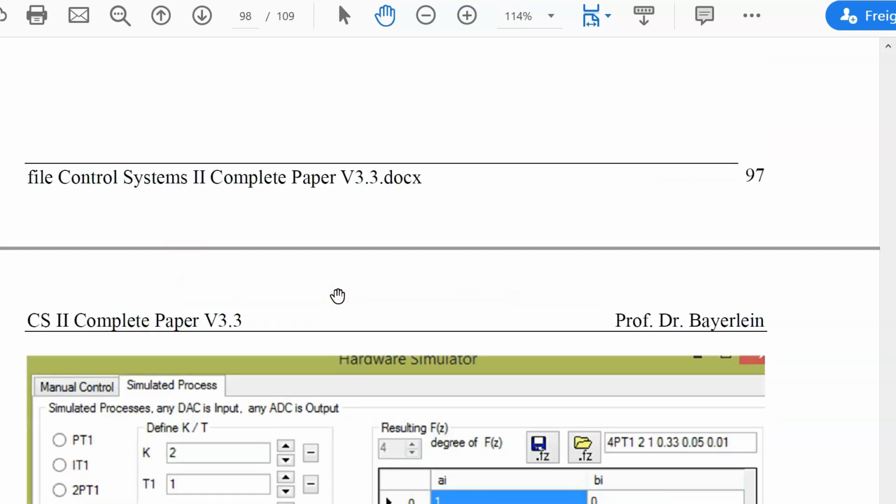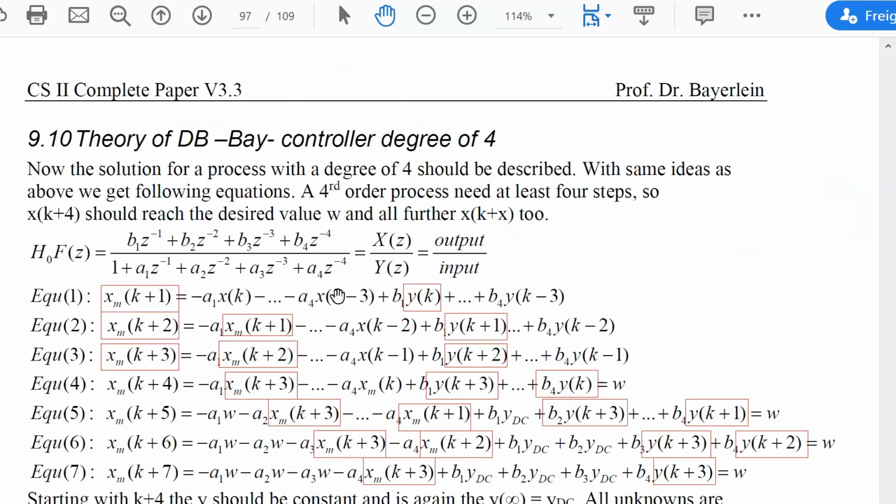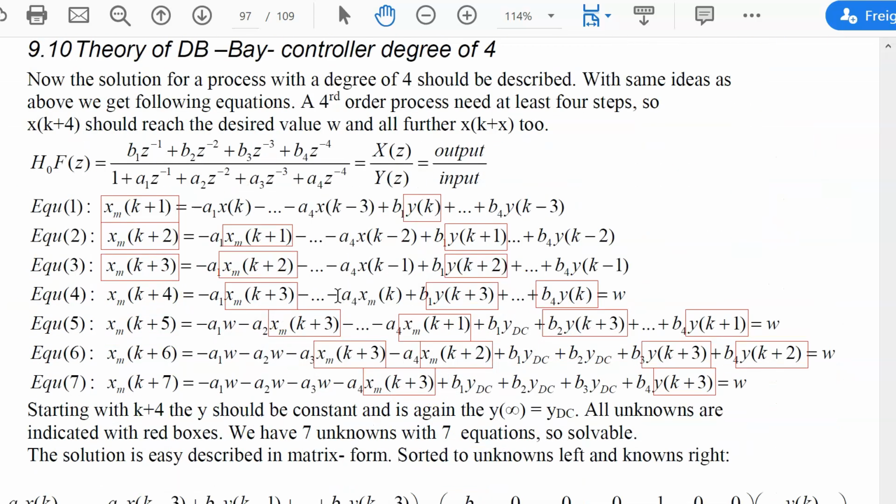Look at this, but I think that is not so important because model identification with a degree of 4 is really not useful. Better is you identify your process with 2PT1s and delay, or the highest degree should be 3. A degree of 4, I have never seen this in real hardware. But you see, the theory can be extended to any degree.